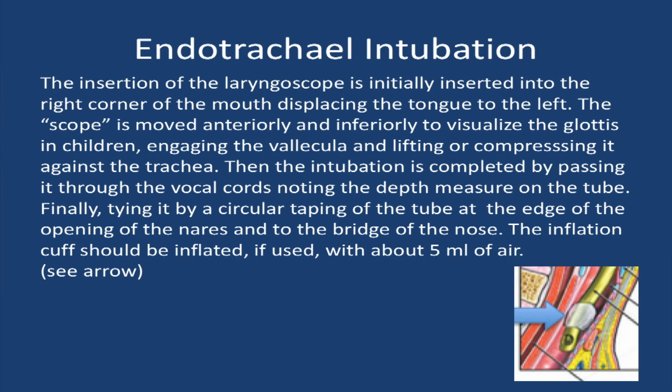The inflation cuff should be inflated, if used, with about 5 milliliters of air. This is done with a 5 milliliter or 10 milliliter syringe on the tubing that comes up from the endotracheal tube. Draw up 5 cc's of air and attach it to the tube that's connected to the bulb at the end of the endotracheal tube, and slowly inject until you feel pushback, at which time that's sufficient air. And then remember in reverse, when you're ready to extubate the patient, that the air has to be drawn out of the cuff to retrieve the tube appropriately.